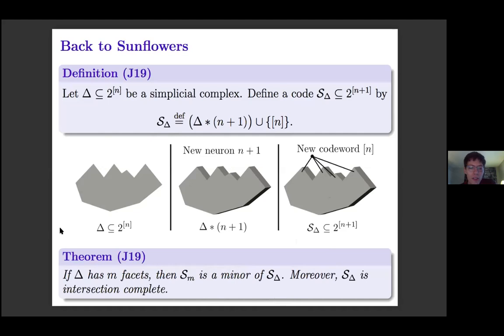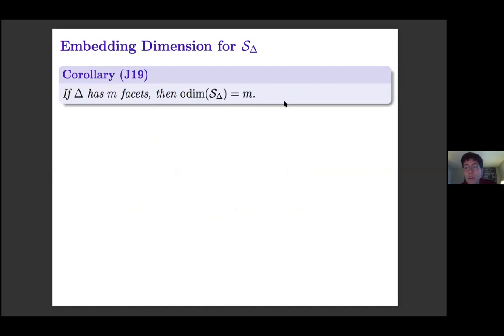So these turn out to be useful for the following reasons. On the one hand, if my simplicial complex delta has m facets, then S sub m, the sunflower with m petals type of code that I described earlier, is a minor of S delta. And moreover, this S delta actually turns out to be intersection complete. I've just taken a simplicial complex and added a single new code word to it. That's going to maintain intersection completeness. Okay, so the moral of that statement is that if my delta has m facets, then the open embedding dimension of S delta is equal to m.